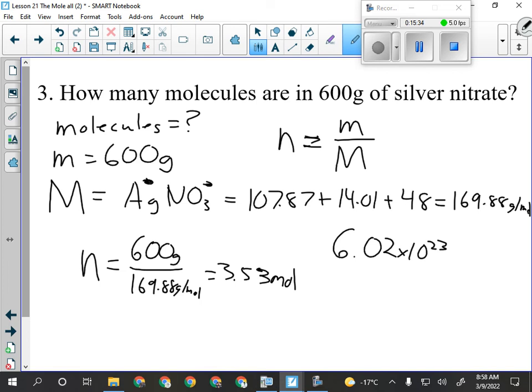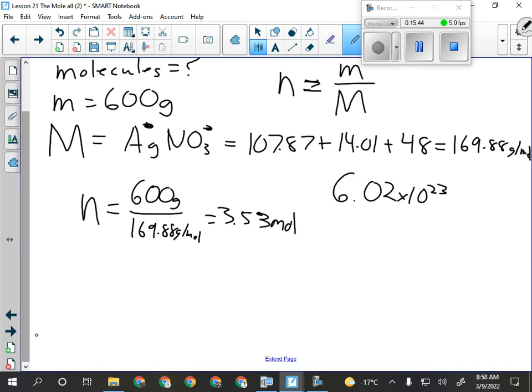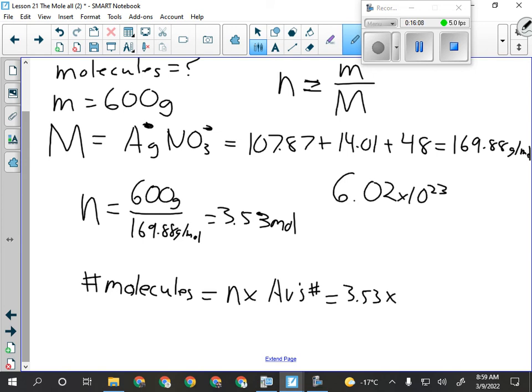Do you want to follow my reasoning there? Okay, that's why I made such a big deal out of this being like a dozen yesterday. We use it exactly the same way. All right, so I'm going to multiply those two numbers to get the number of molecules. Number of molecules equals n times Avogadro's number, which in this case will be 3.53 with all the decimals I kept in my calculator, times 6.02 times 10 to the 23.